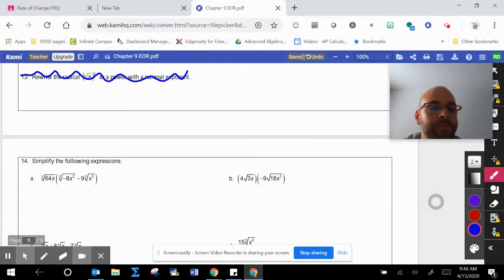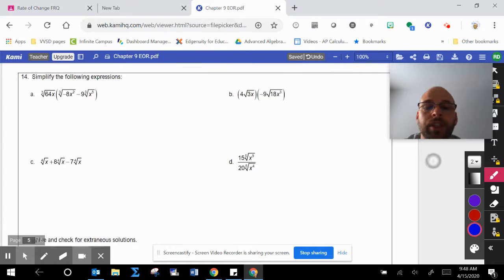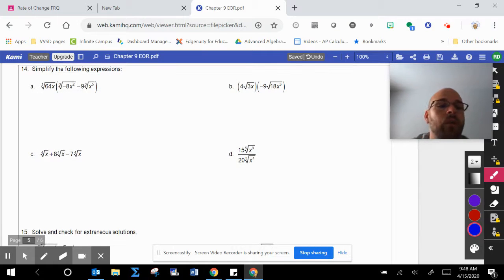Okay, now we need to get to operations. So we just reduced radicals, and now we're going to perform operations: addition, subtraction, multiplication, division, all of those things.